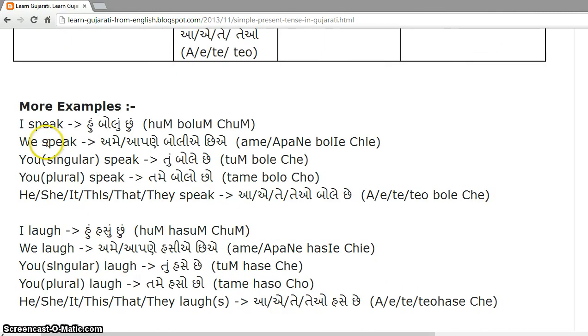Let's see a few more examples. I speak, hu bolu chu. We speak, ame boliye chie, or apne boliye chie. You speak, tu bole che. You plural speak, tame bolo cho. He, she, it, this, that, they speak, a, e, te, teo bole che.